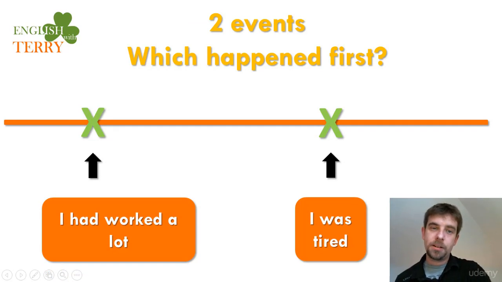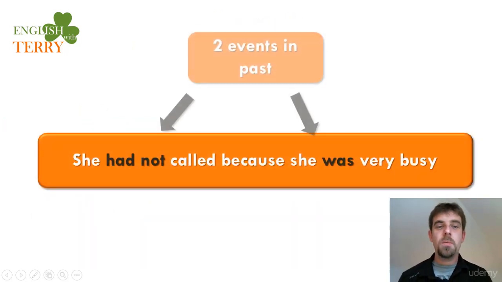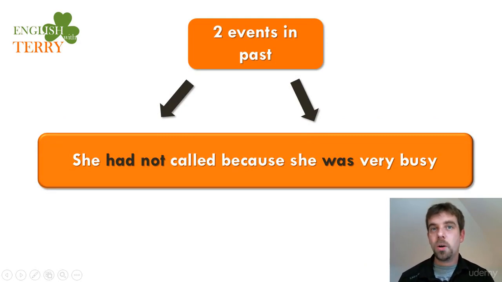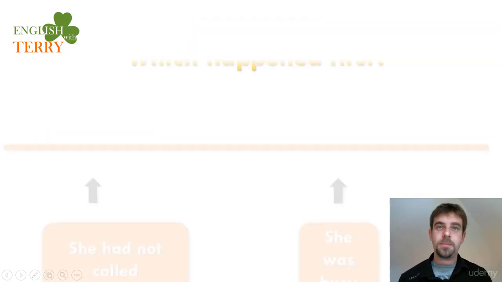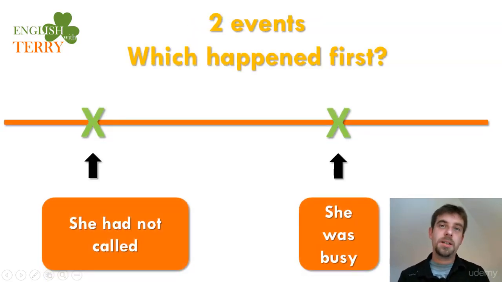This is the idea. So if we have two events, which happened first? Here, I had worked a lot happened first. On this big line here, on our left is going to be the beginning, the start. And after, the consequence or the connection is I was tired. Do you see? So one more example. She had not called because she was very busy. So two ideas, two events in the past, but which happened first? What's the connection? Here it is an explanation. She had not called because she was very busy. But the idea that she had not called is in a time before this, which happened first. So this is the basic idea, okay?